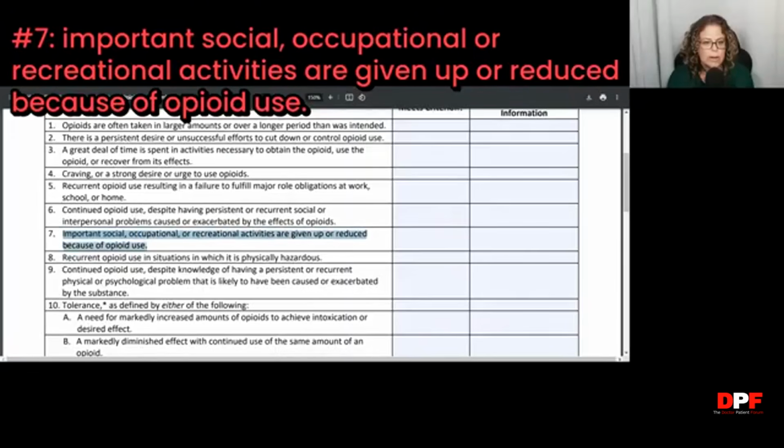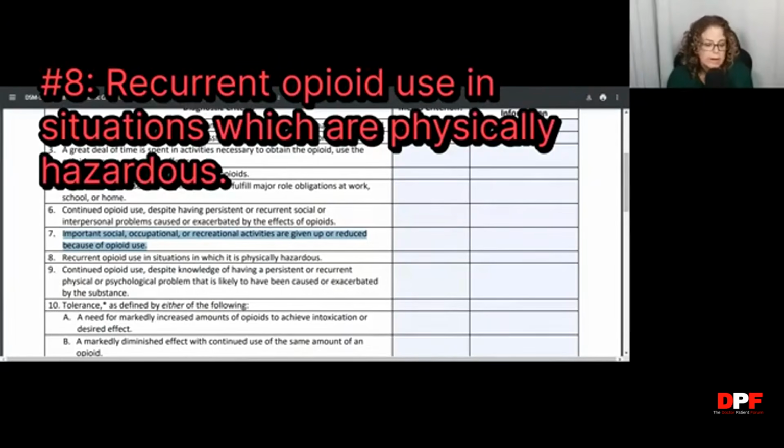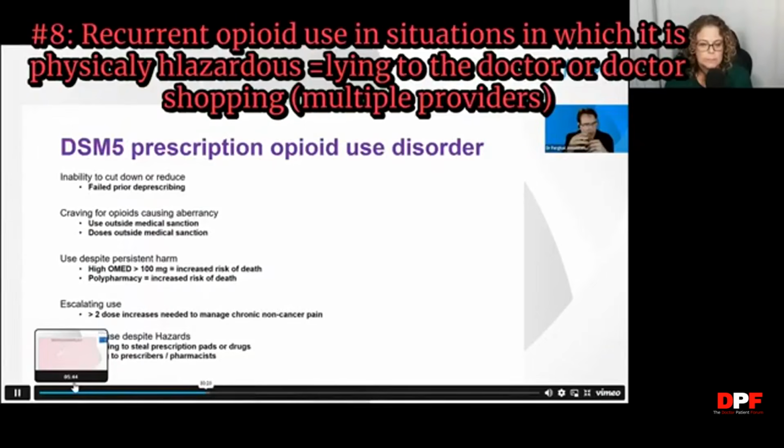Let's go to number 7 here. Important social, occupational, or recreational activities are given up or reduced because of opioid use. It also shows that in the clip that I just showed you from Australia. And then number 8, recurrent opioid use in situations which are physically hazardous. Persistent use despite hazards. So again, we're starting to look at aberrancy here. So, needing to steal prescription pads or drugs, and lying to the prescriber or the pharmacist to get your drugs, doctor shopping, that kind of thing.